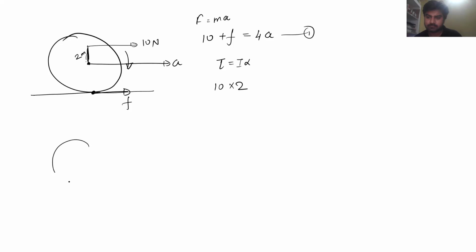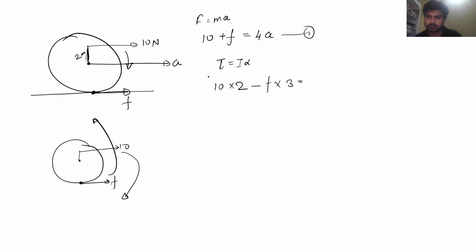If I talk about the sphere again, this is 10 Newtons and here it is friction. So this 10 Newton will try to rotate it like this. Friction will try to rotate it like this. So 10 into 2 minus the torque of friction, which is F into radius. What is radius? It is 3. Is equal to I alpha.